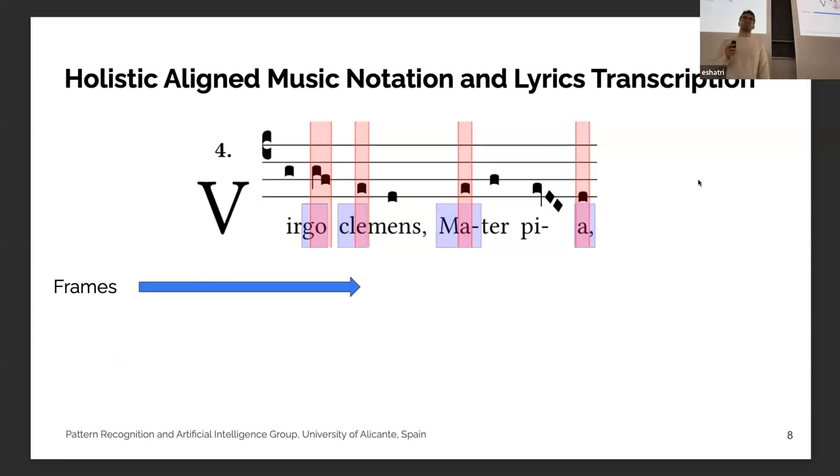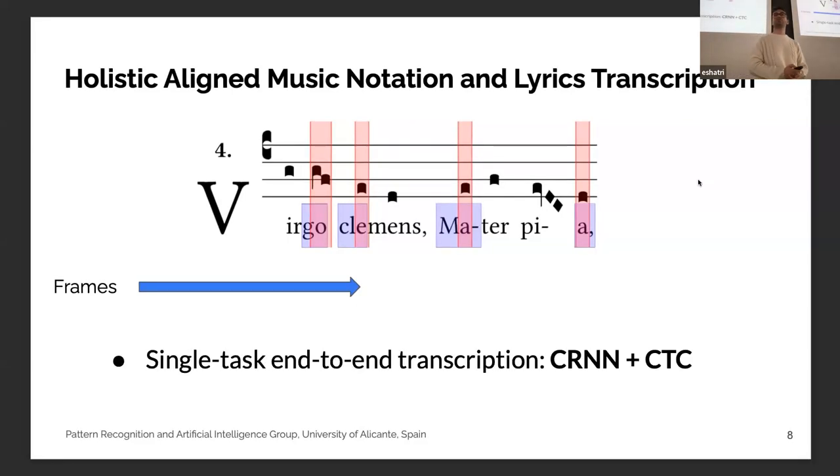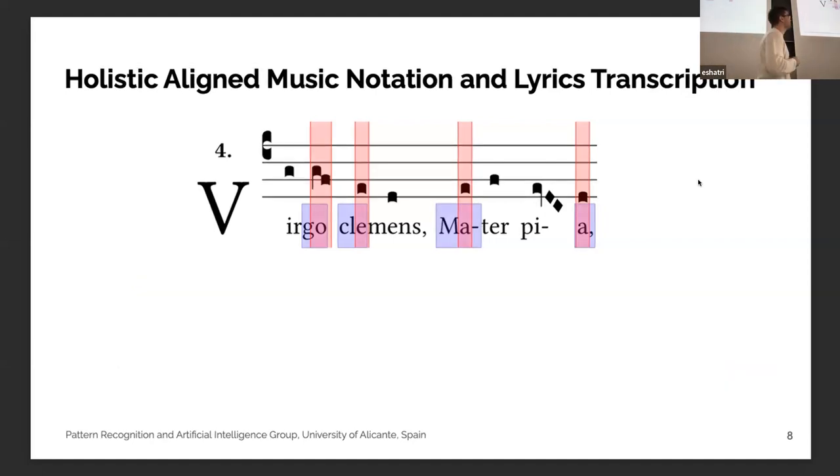So which is the problem? The state of the art for recognizing, for example, monophonic music is the CRNN plus CTC loss function. And the problem is that it is a single-task, end-to-end transcription framework. So when we are transcribing vocal music, we don't have a single symbol in the image or per frame. We have the note and also the lyric related to the note. So that's why we can't use this method to retrieve the information from a vocal chant.